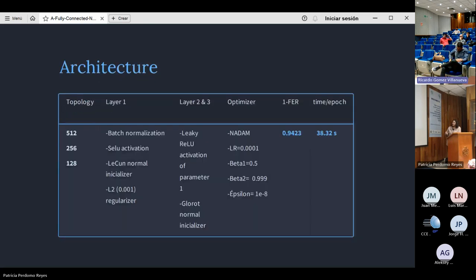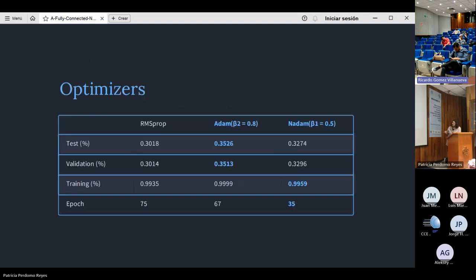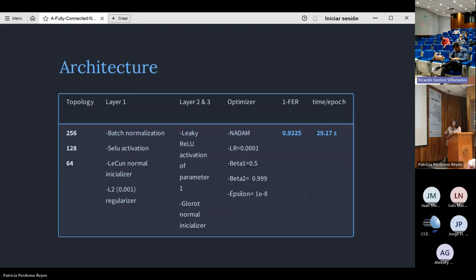We tried another architecture with double the size. The other parameters remain the same. But there is an increase of 1% in accuracy, while the time per epoch increases almost double. So this is the best architecture for the decoding task.